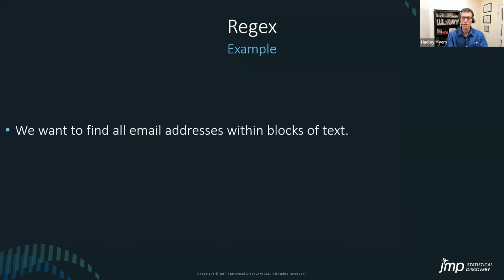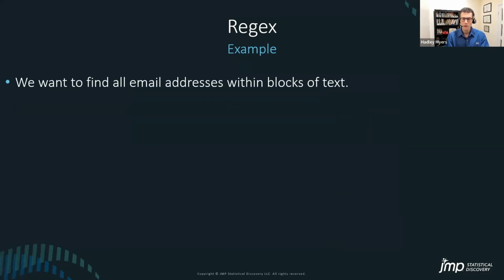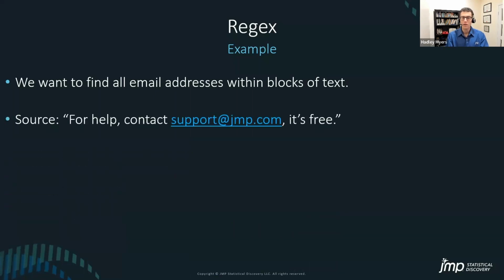Let's say that you wanted to extract all email addresses from blocks of free text with many email addresses in all different formats. How would you do that? Well, let's look at our source, which would be, for example, "For help, contact support@jmp.com. It's free with your license of JMP." If we wanted to look through this and extract the email address, we'd have to refer to it as a pattern. That pattern is one or more instances of any character, including numbers perhaps.